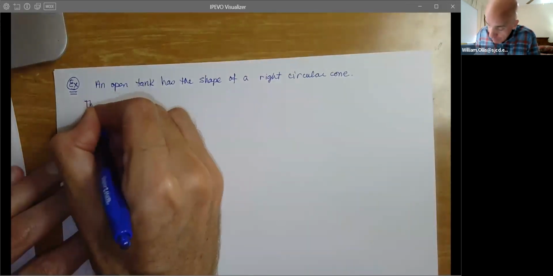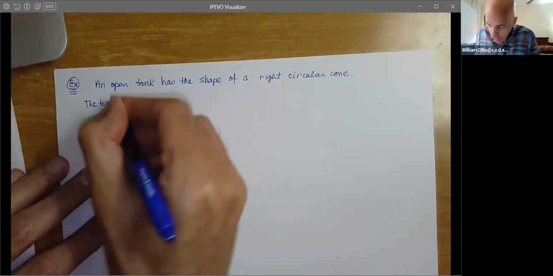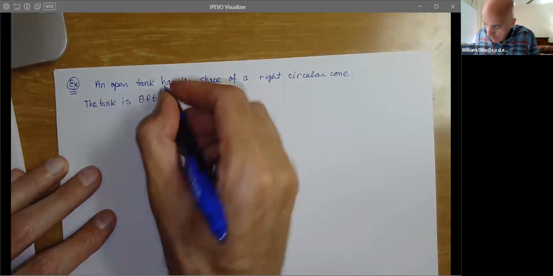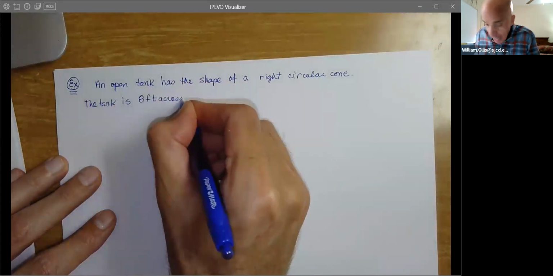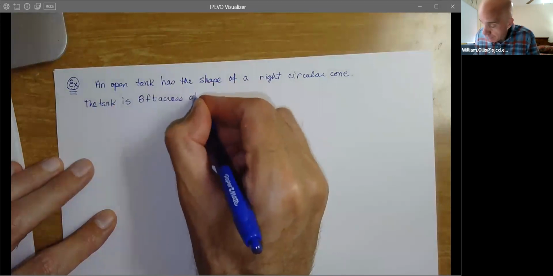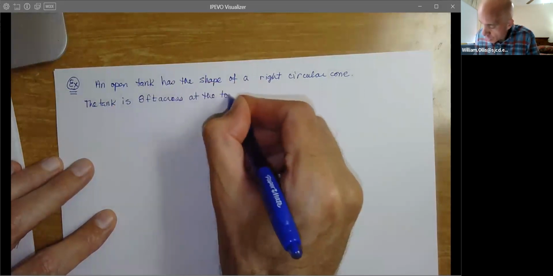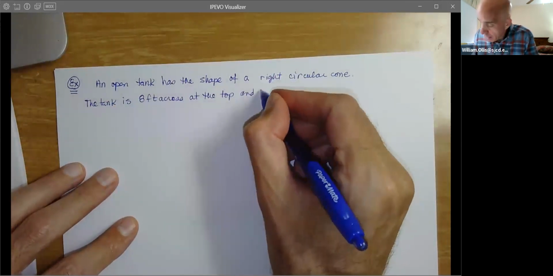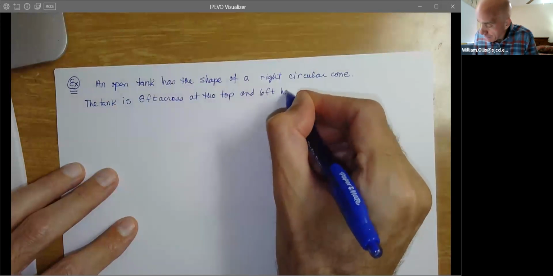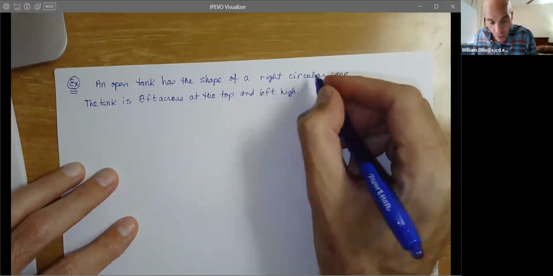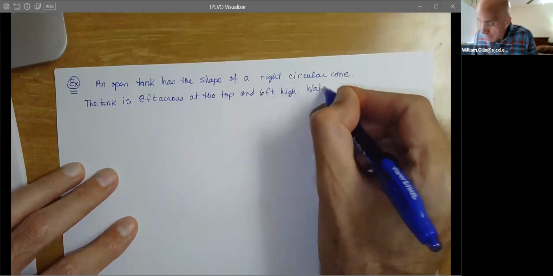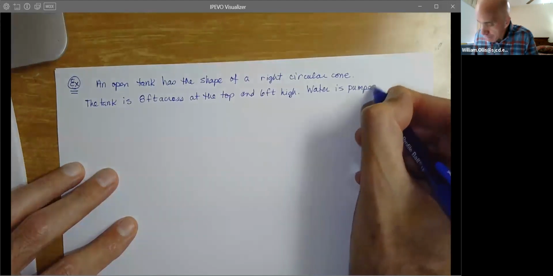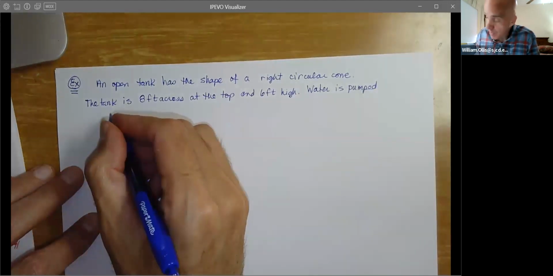The tank is 8 feet across, 8 feet across at the top. This is just a good geometry exercise, and 6 feet high. Water is pumped in through the bottom of the tank.